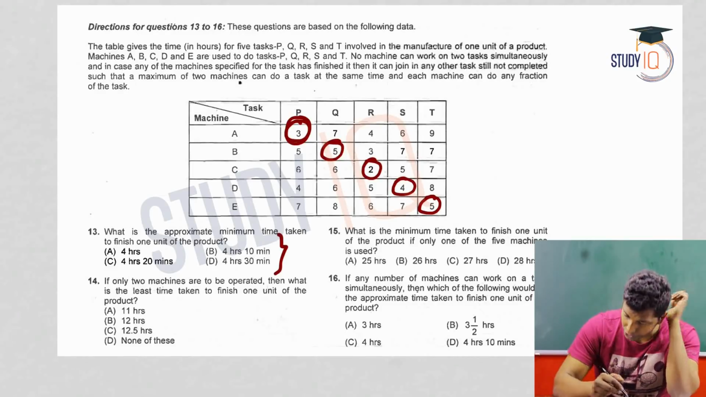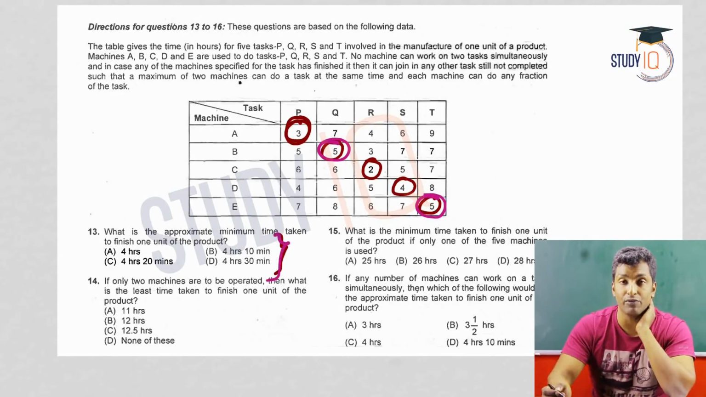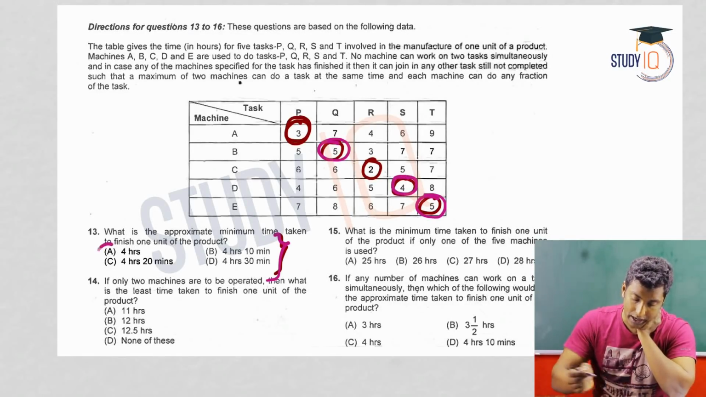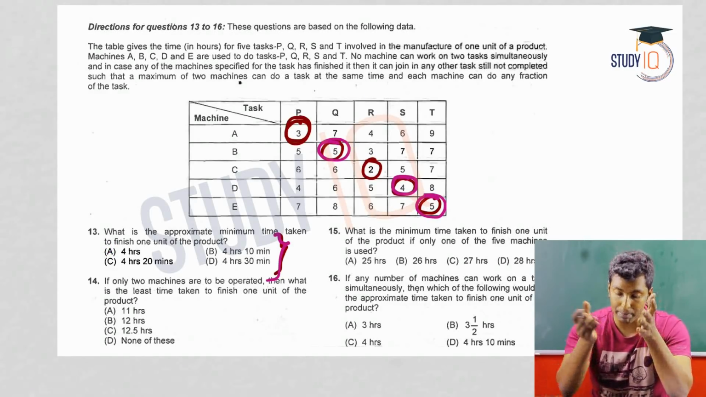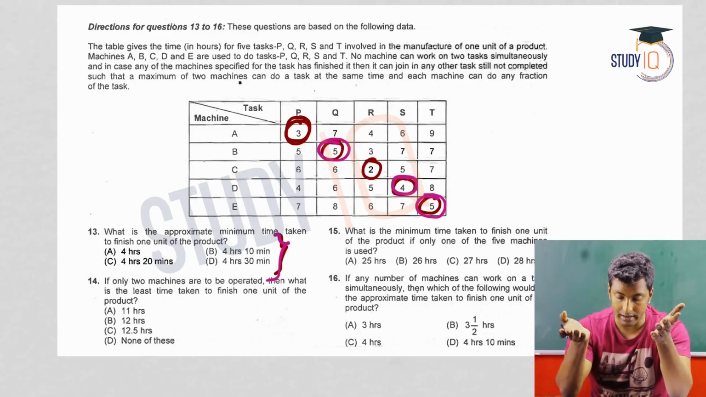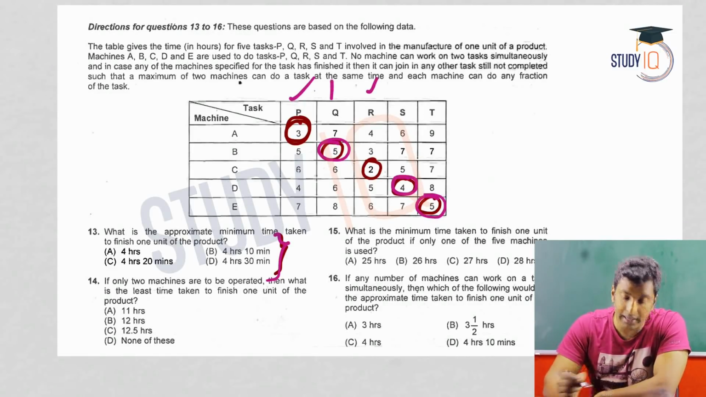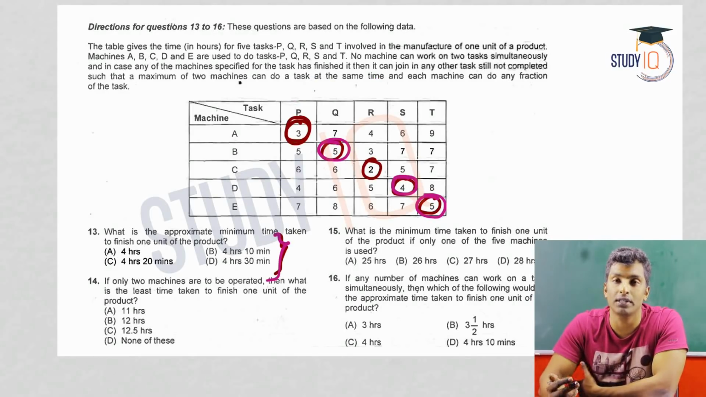Out of which you can clearly see machine B will take 5 hours and machine E will take 5 hours, but my answer options are less than 5 hours. That means some of the machines... machine D is taking 4 hours and the minimum is 4 hours. So what I understood is my machines A and C are helping Q and T definitely. Let's see how they are helping, and based on that only you will get your answer. So let's see how it is going to perform.